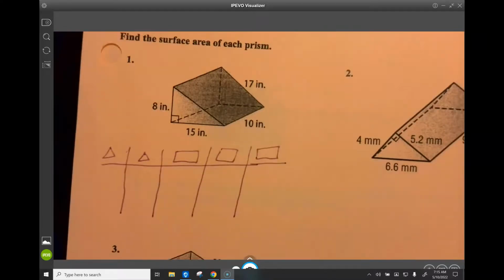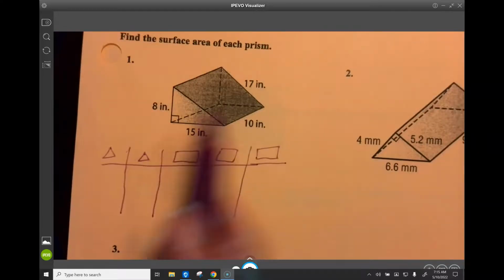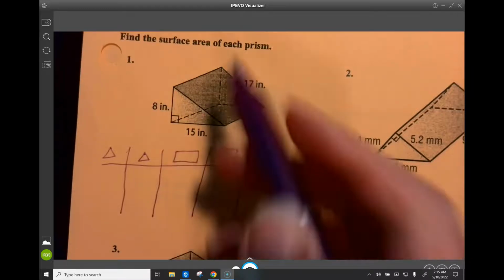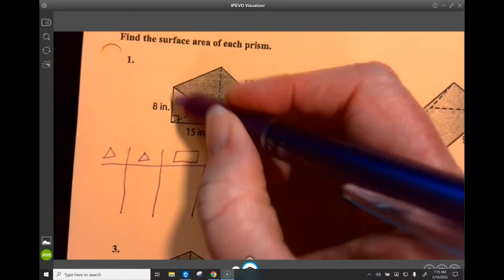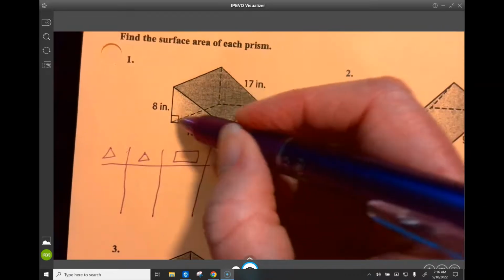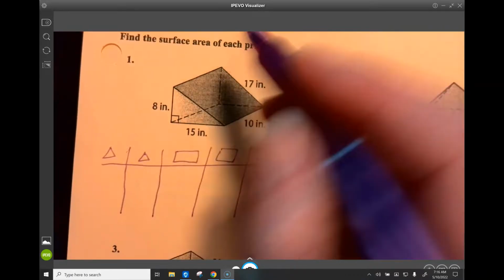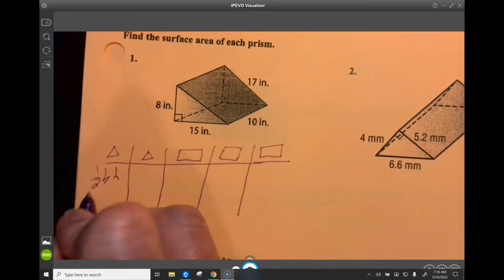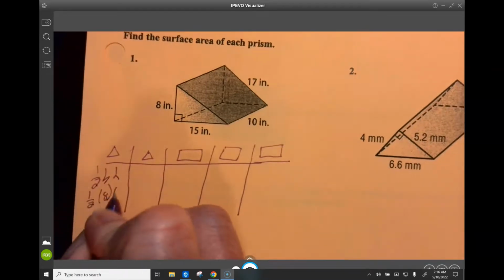Now you don't have to make this table. Some of you have a brain that's just going to keep track of your triangles. That's fine, not a problem. So first off, I look at my triangle, and remember with the triangle, the height and the base have to be perpendicular. So the legs of this triangle are actually the height and base. So I'm going to have 1/2 base times height. So 1/2 times 8 times 15.